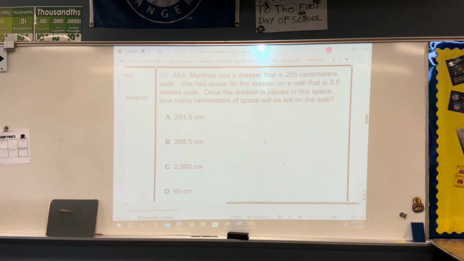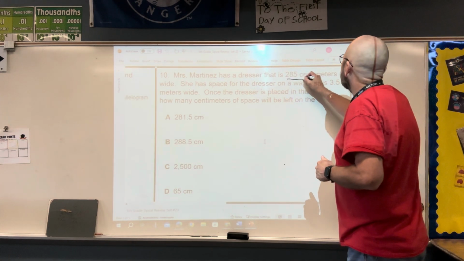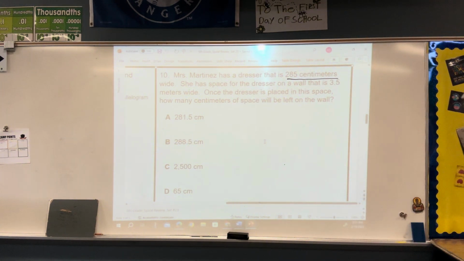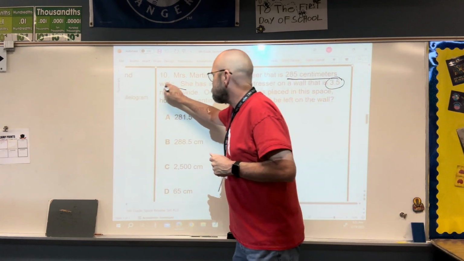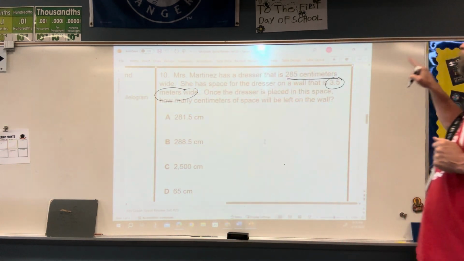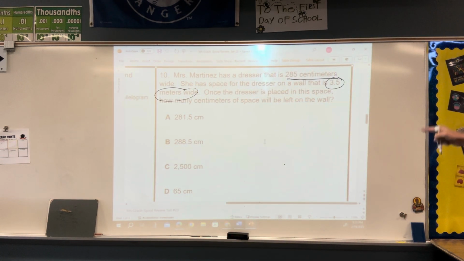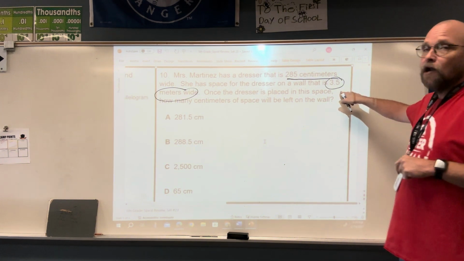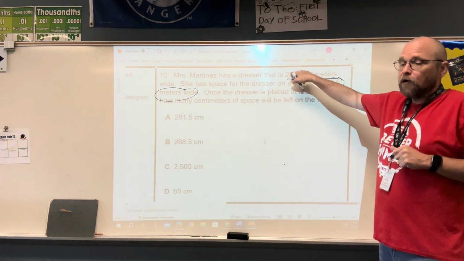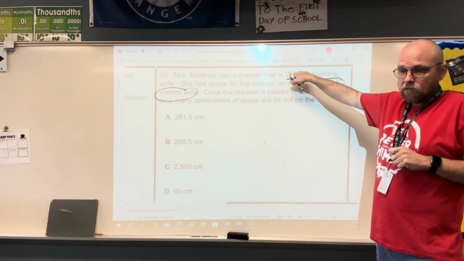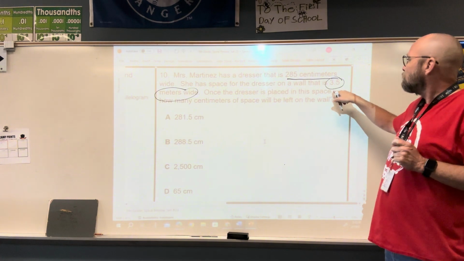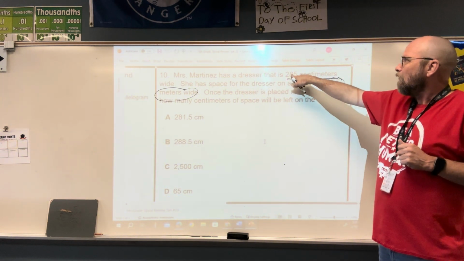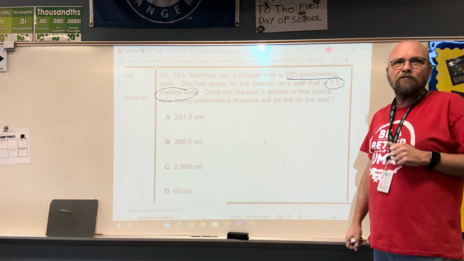Mrs. Martinez had a dresser that is 285 centimeters wide. So it's 285 centimeters. She has space for the dresser on a wall that is 3 5/10 meters. Once the dresser is placed in this space, how many centimeters of space will be left on the wall? So I know right now that the wall is bigger than the dresser, because it asks how many centimeters will be left along the wall. But the wall is 3 5/10 and the dresser is 285.